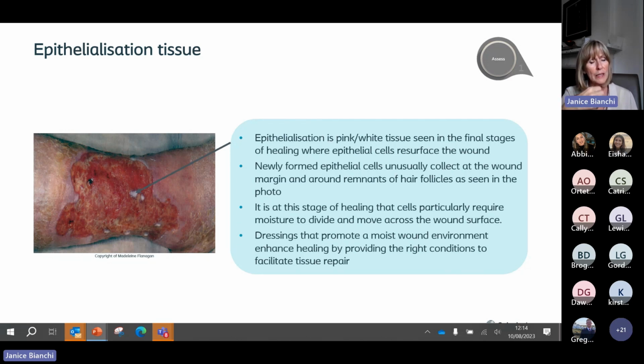What we need to do here is promote a moist wound environment. So keep the wound moist, and most of the modern dressings are based on this moist wound principle, because epithelialization happens more quickly on a wet wound bed than a dry wound bed.